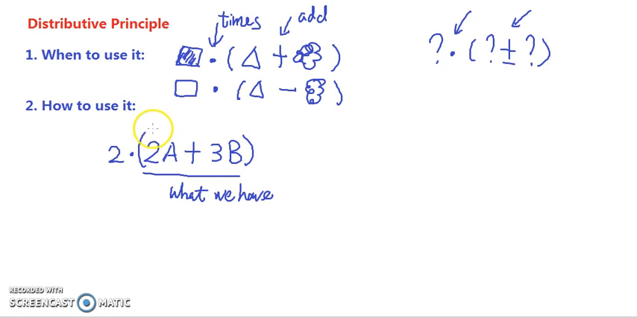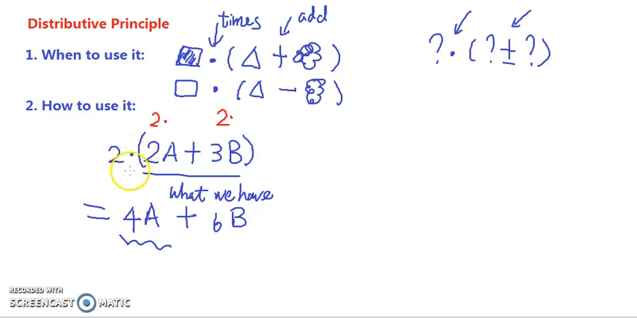When we try to double what we have, we double 2 things. Not only the 2 apples will be doubled, but also the 3 bananas. So we get 4 apples plus 6 bananas. And how did we get 4 apples? As you can see, we double the 2 apples we have, so we multiply 2a by 2. And when we double the 3 bananas we have, we multiply 3 bananas by 2.